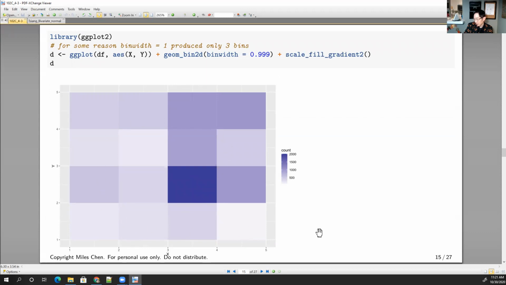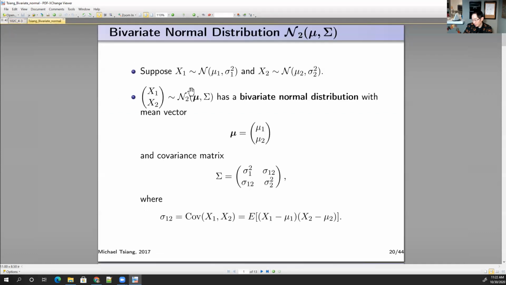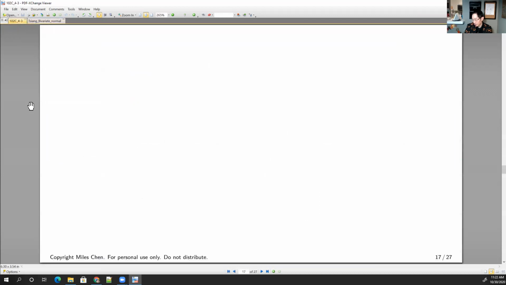So it worked. That's how we can generate values from a bivariate discrete distribution. Now we're going to look at the Box-Muller transform, and I've taken these notes from Professor Tsang and incorporated them into my lecture slides. We're going to look at the bivariate normal distribution, and I'm just going to take these directly from Professor Tsang. They're very good notes, so we're going to just use them directly.